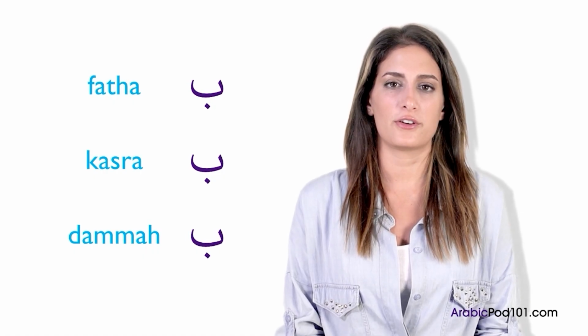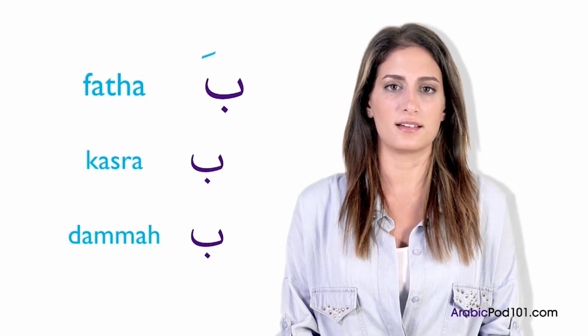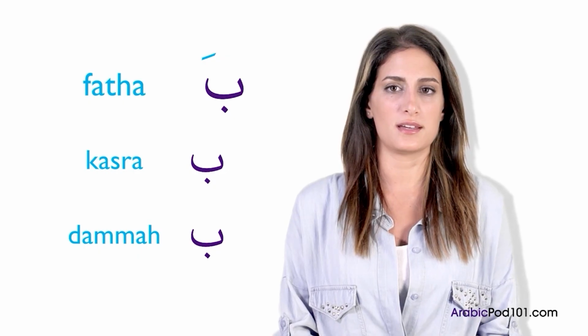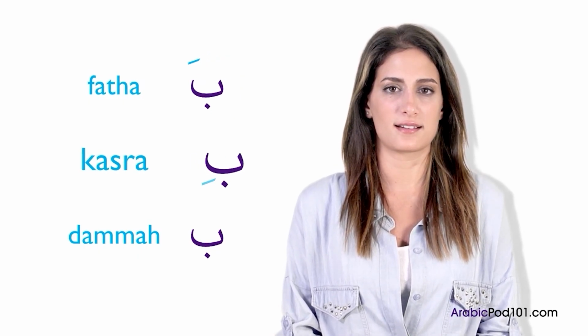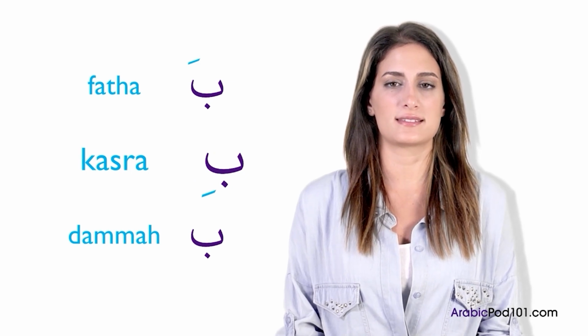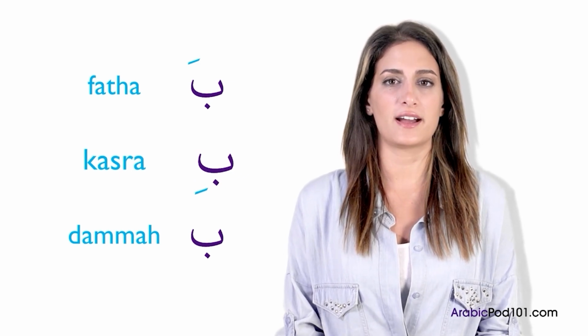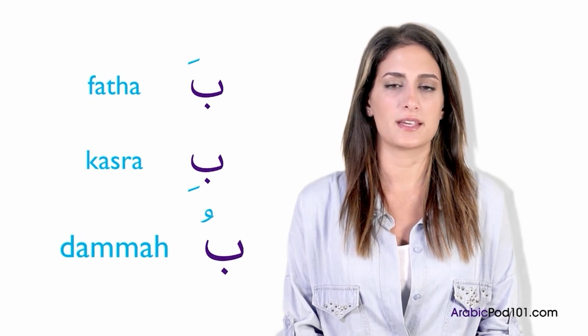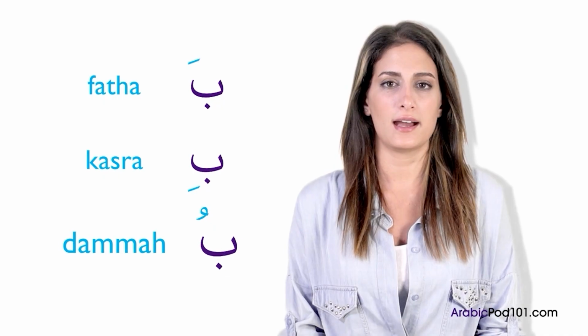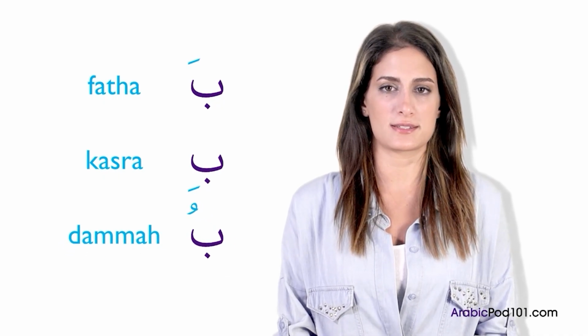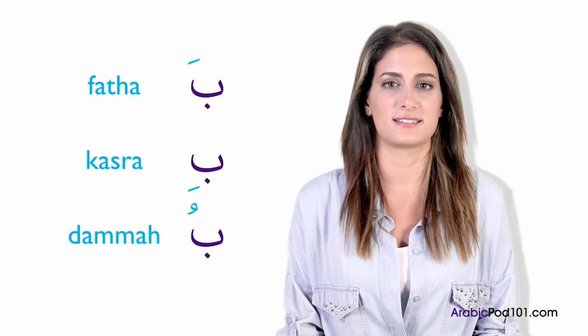Let's see the 3 basic voweling signs when used with ba. First, here's the fatha. The pronunciation will now be ba. Next, this is a kasra. This is now pronounced as bi. And finally, here's the dhamma. It changes the pronunciation to bu. Now, let's practice writing and pronouncing these basic voweling signs.